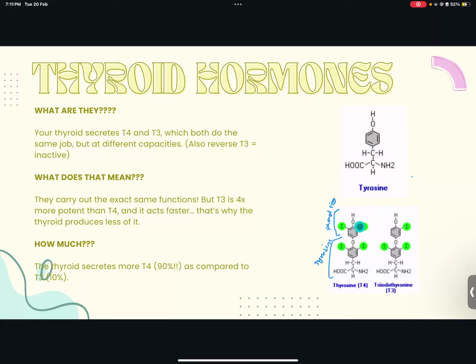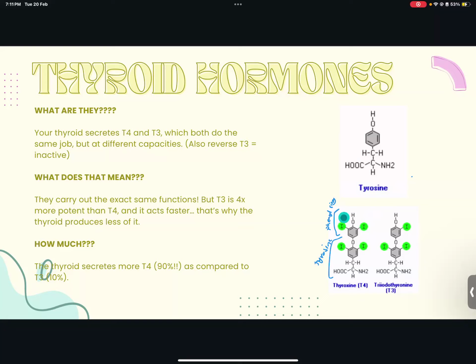And they do the exact same job, but they do them at different capacities. But what does that mean? It just means they carry out the exact same functions. But T3 is way more potent than T4, and it's way faster at doing its job. And that's why the thyroid produces less of this hormone.